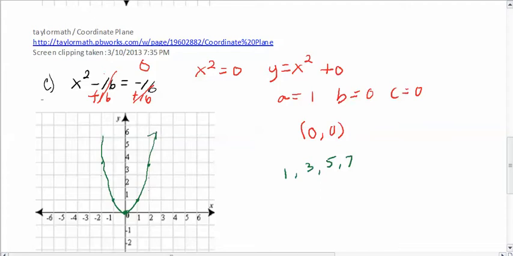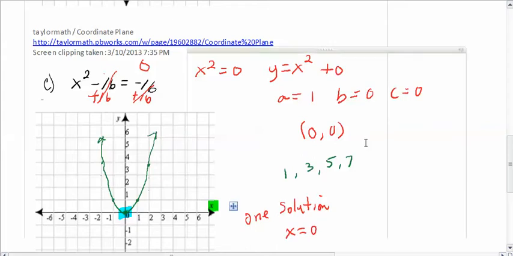And now where does it cross on the x-axis? Again, here's the x-axis. It's going to cross right here at the 0, 0. So this one is a one solution problem, and my x is equal to 0. Okay, so we've got that.